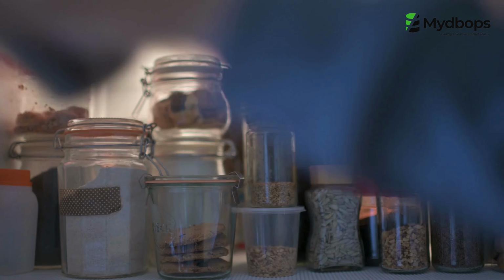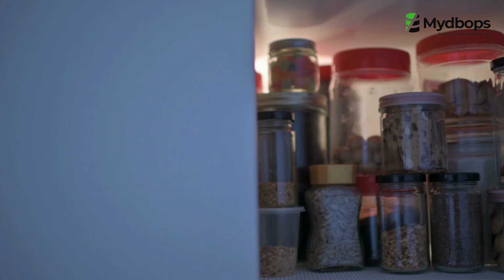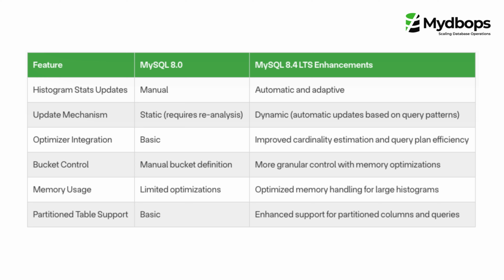So it can handle these larger histograms without using up all of your memory. Gotcha. What were some of the limitations back then? Well, the biggest problem with 8.0 was that managing histograms was pretty much all manual.